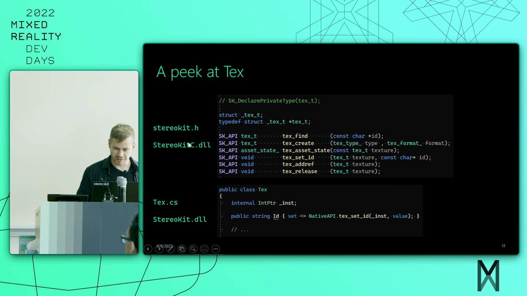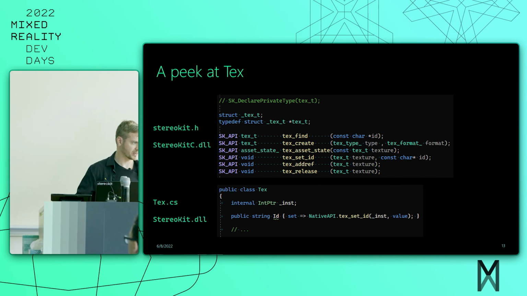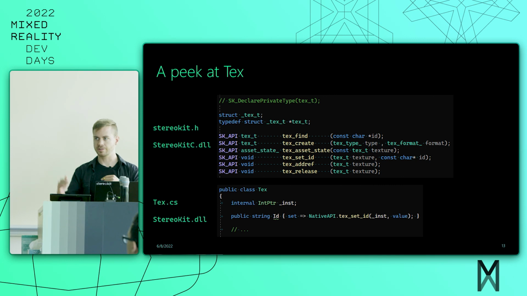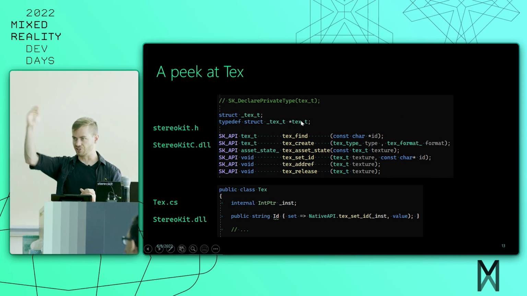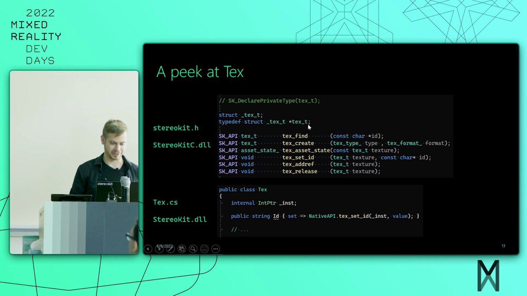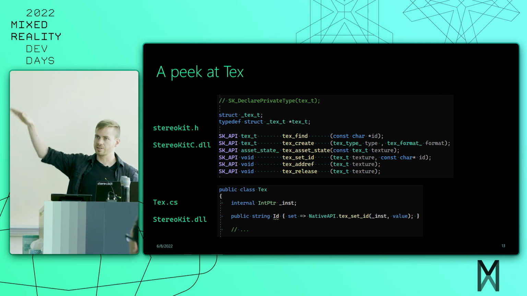Just to look at what exactly an asset looks like under the hood, this is the texture. In StereoKit.h, I have just one header, and this contains basically all of the public API for StereoKit's C API. So you can look at that and that's all of it. If it's not in there, it's not public. And so what I do is I define a pointer. All you get for public access is this public pointer. Everything behind that pointer is invisible to you. So in order to interact with it, you just have to pass that pointer into these different functions. These functions are kind of the same for every single asset.